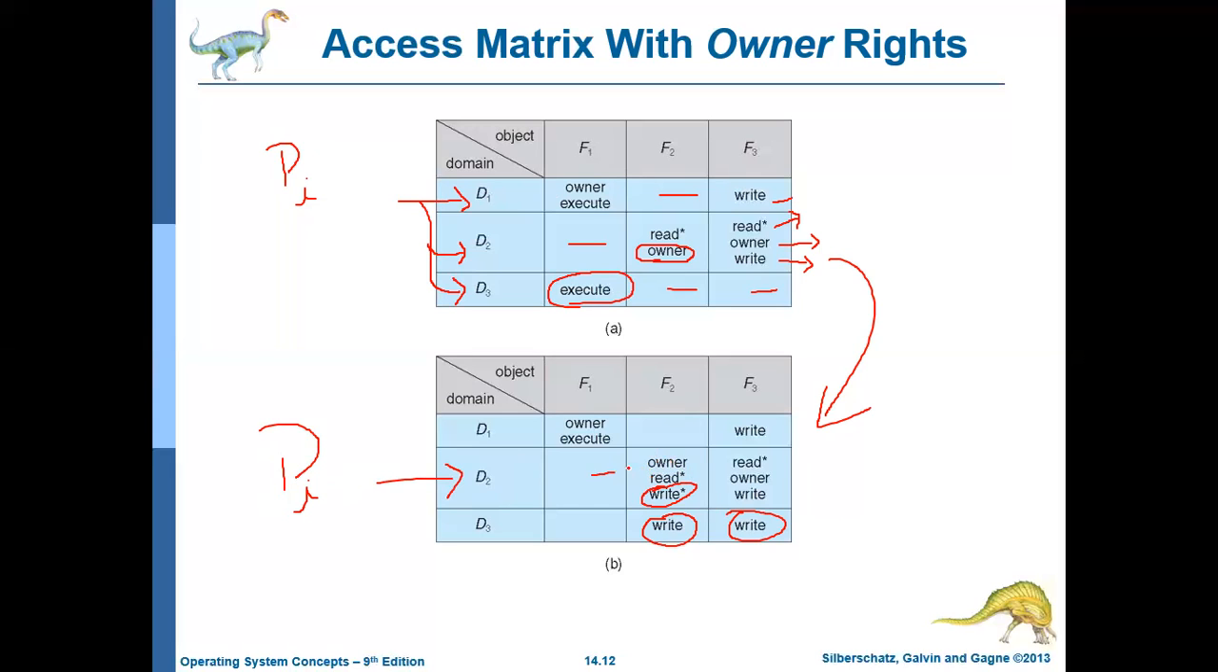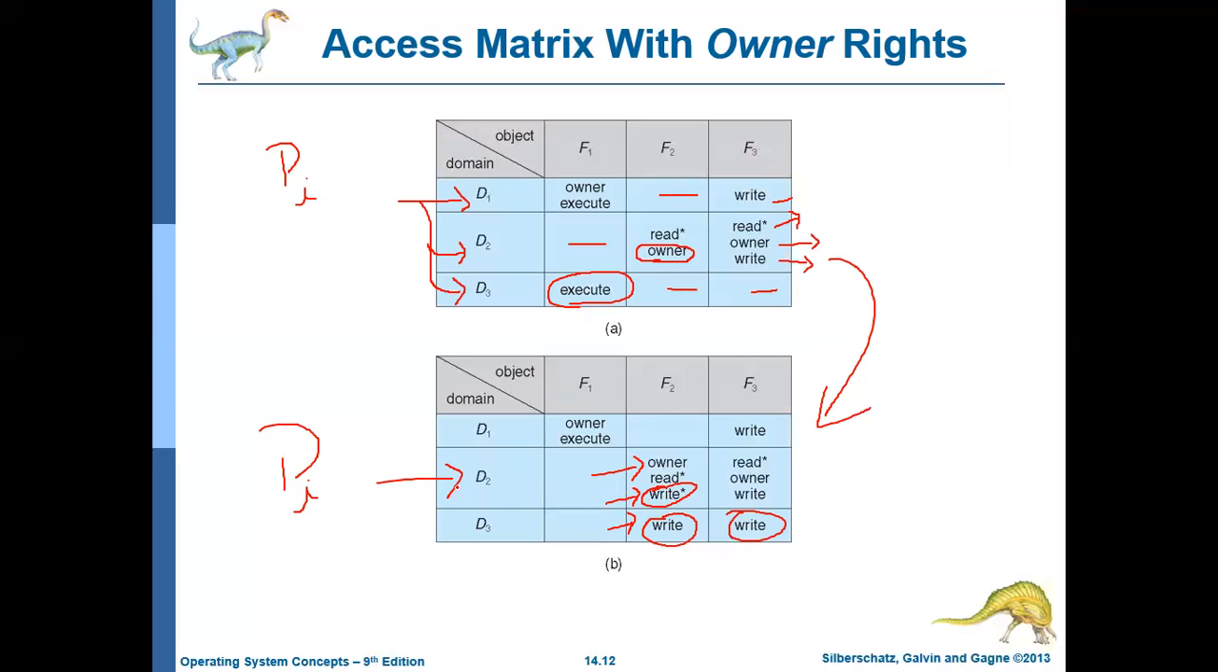As it has owner privilege, it can add or remove any privileges to any of the domains for that particular object. So it has added a write privilege on F2 for itself, and also it has added a copyright write privilege, right? And that copyright write privilege is copied to the domain D3. So it means that now D3 can also perform write operation on F2.